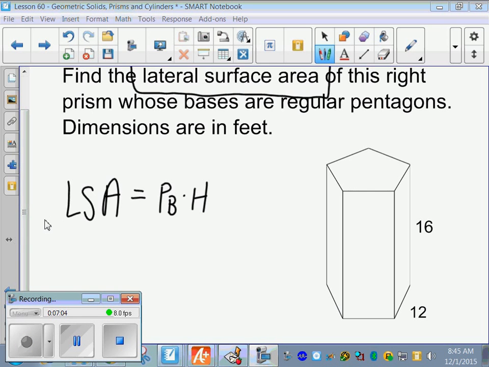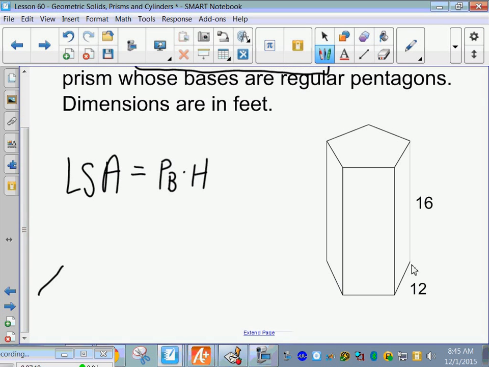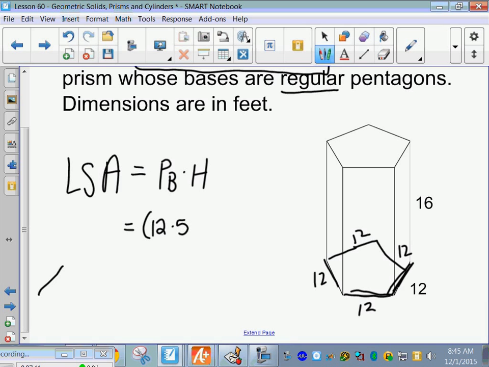So lateral surface area is perimeter of the base times the height. The height's pretty easy. We can't just plug in perimeter, though, because it's giving us just this one little piece is 12. It is a regular pentagon, which means all sides are the same length. So this is 12, this is 12, this is 12, this is 12. So the perimeter would be 12 plus 12 plus 12 plus 12 plus 12, or 12 times 5.